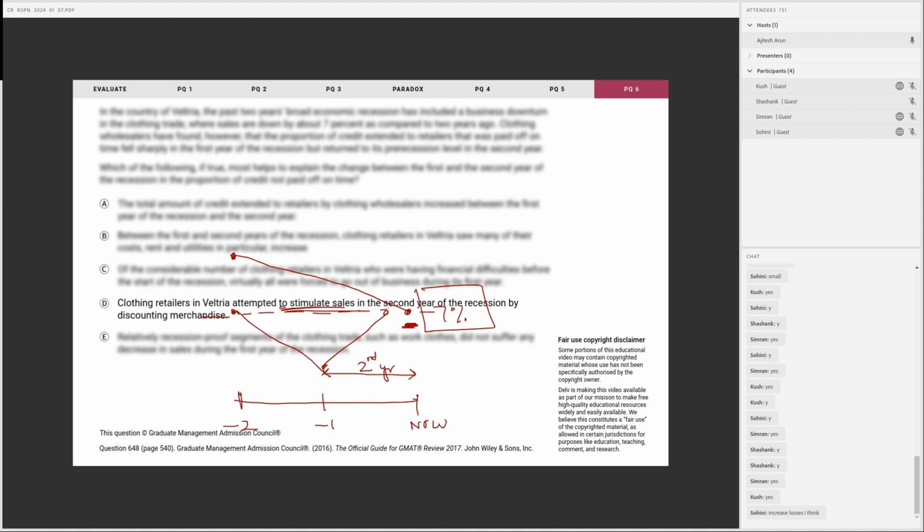Option D is basically telling us that they attempted to stimulate sales, but whatever they did, it did not help them get back to pre-recession levels. They are still at -7% as an industry, and they have got there by discounting merchandise, which means their profit margins are down. So their revenues are down, their profit margins are down. How are they able to pay back the credit on time? I mean, at least back at pre-recession levels. That's the problem with option D.